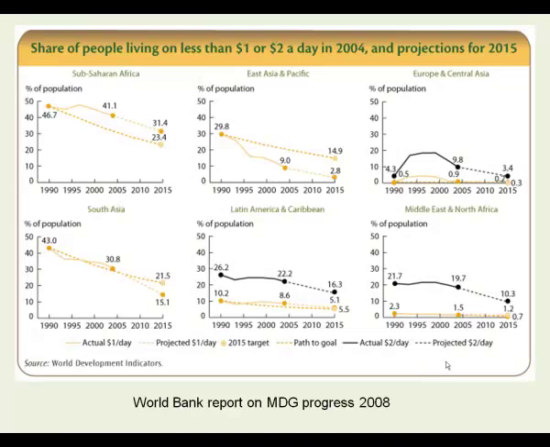Another Millennium Development Goal example. Here we've got messages about people living on less than $1 or $2 a day. The solid line is what's actually been achieved. The dotted line is projection, if that carries on. And the other line is what they need to do to get to their target. So you can see that Sub-Saharan Africa is not getting down as fast as it needs to get to the target. East Asia and Pacific ahead of target, and so on.